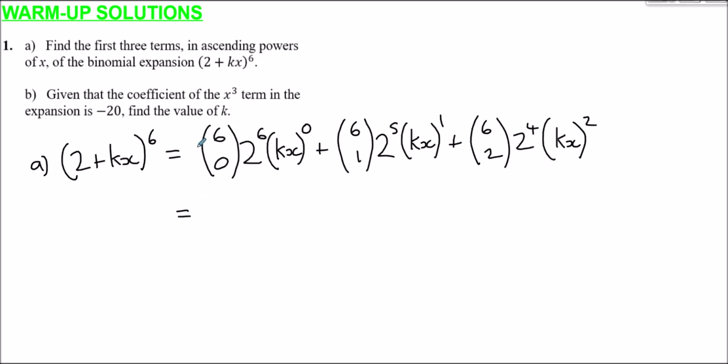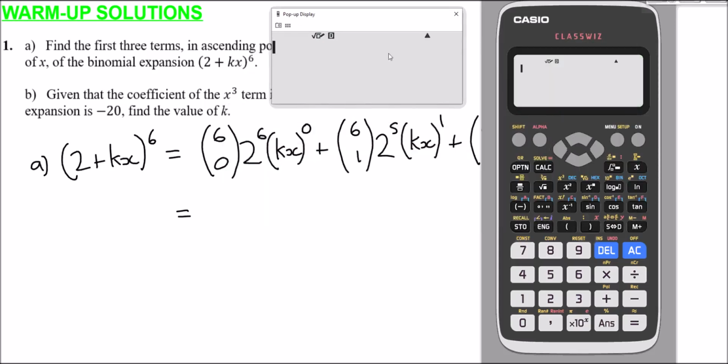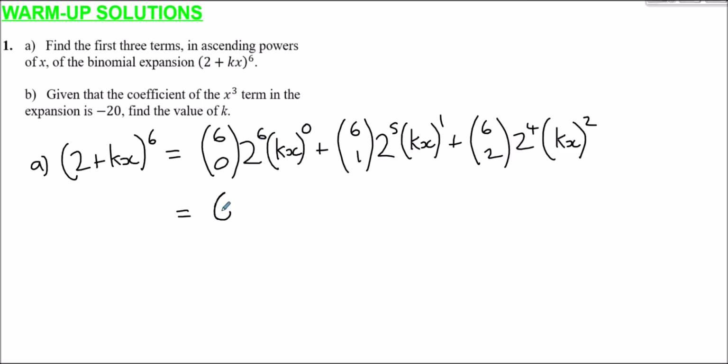So all we need to do now is to use a calculator to actually evaluate these terms. So 6 choose 0, I'll show you how to do this on a calculator. We press 6, shift and the divide button, on this Casio at least, then 0, press equals, we get 1. Anything to the power 0 is just 1, so all we need to concern ourselves with is 2 to the 6, which just gives us 64. So the first term is just 64.